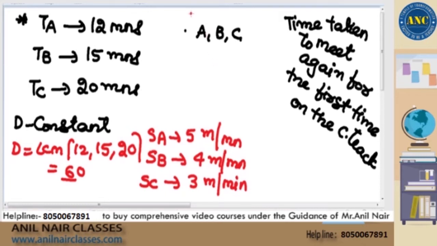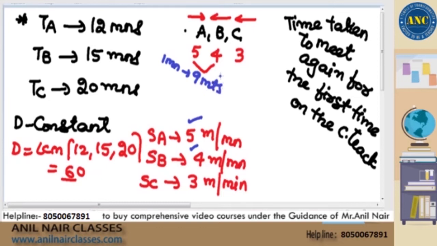For the first time on the track, what we will do is, A and B, opposite we will do. A and C, opposite also we will do. Now if you see, it is 5, it is 4, it is 3. Now SA by SB, time will calculate. After 1 minute, A will travel 5, B will travel 4. So opposite it is nothing but 9 meters. According to the question, I took 60. So for this both, it will be 60 by 9.